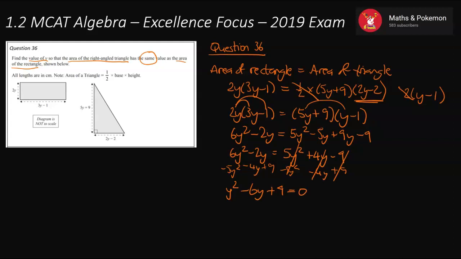When is that equal to 0? I look to factorize this, that's going to be y minus 3 times y minus 3 equal to 0. This is a perfect square, so I'll make it look like a single bracket. Y minus 3 squared is equal to 0. And when I solve this equation, y is equal to 3. So that means the area of the rectangle and the area of the triangle will have the same area when y is equal to 3.